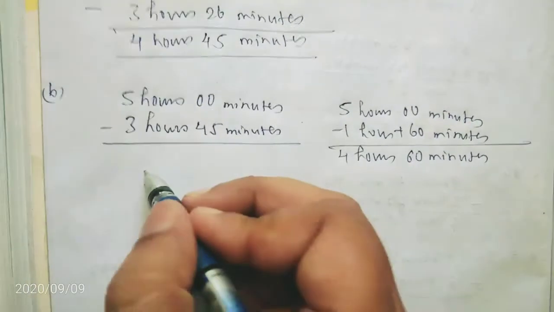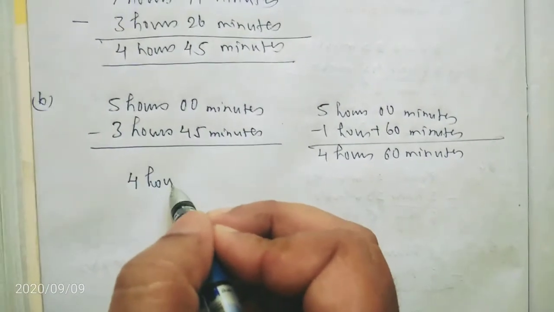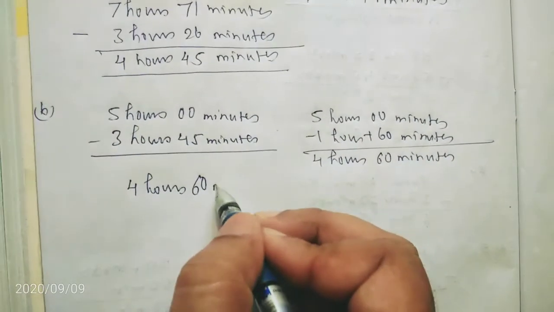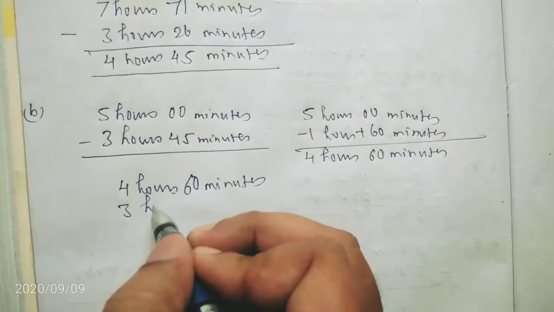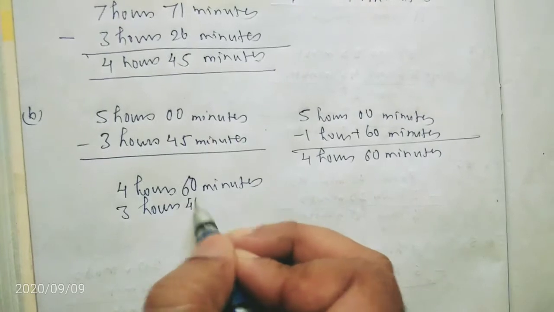Now subtract from this 4 hours 60 minutes, this 3 hours 45 minutes.